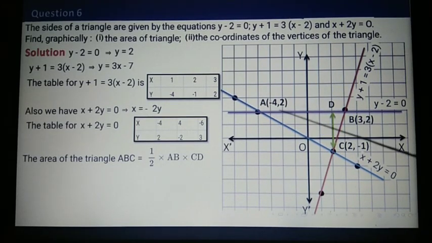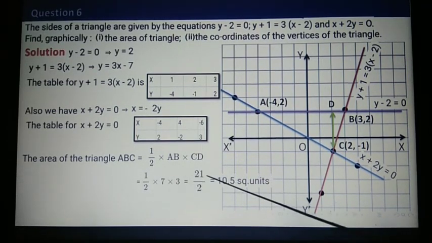AB is 1 2 3 4 5 6 7. So till here is 7 boxes. So AB is going to be 7 and CD, as I said earlier, it's going to be 3. So 7 into 3, which is 21 by 2, which is 10.5 square units.